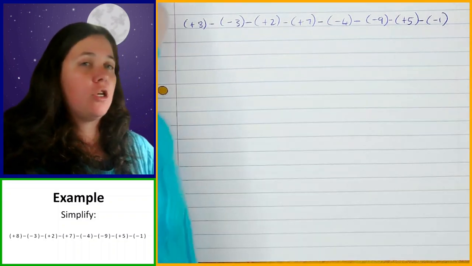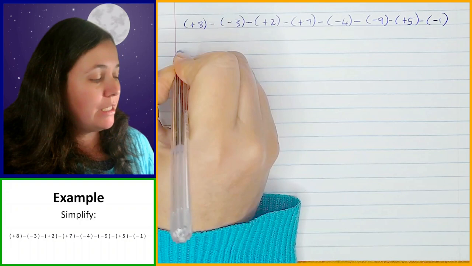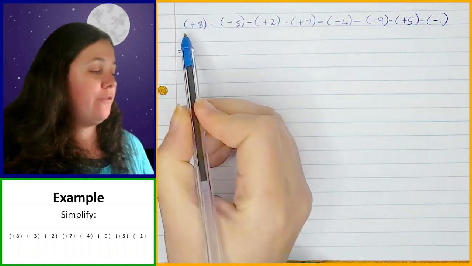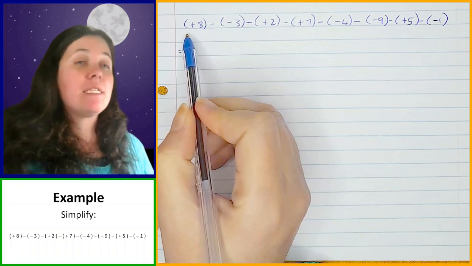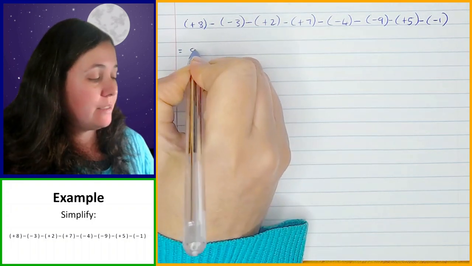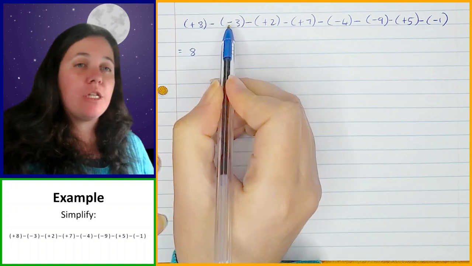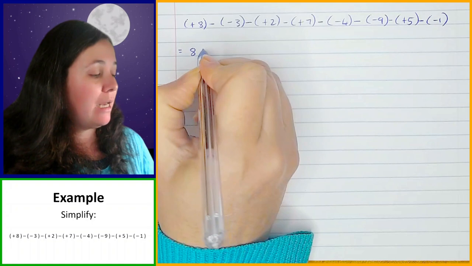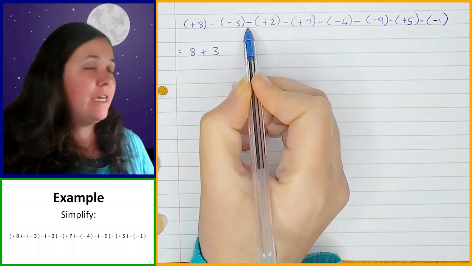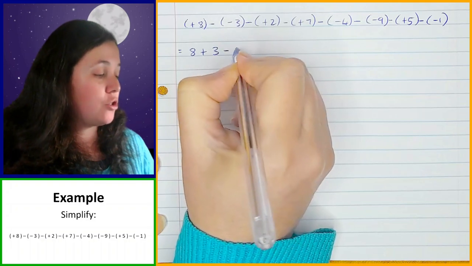Okay, so in this example, the first thing we're going to do is get rid of all of those brackets. So the very first one is positive 8. There's nothing in front of the brackets, so it's going to stay positive. So that's just going to be 8. Then I have minus negative 3. So the negative, because there's a minus in front, is going to change to a plus 3. And here there's a minus in front, so positive 2 is going to change to minus 2.